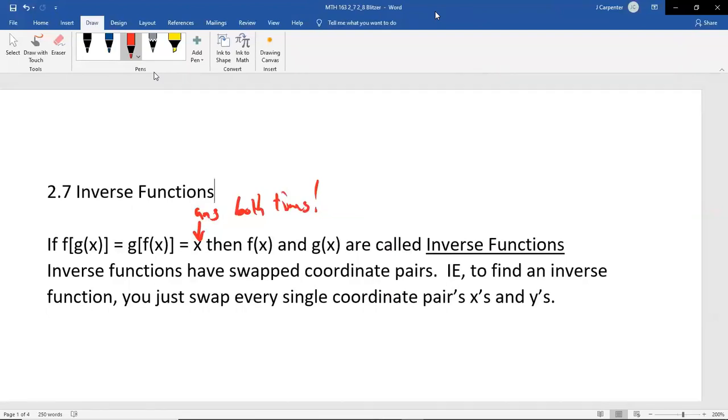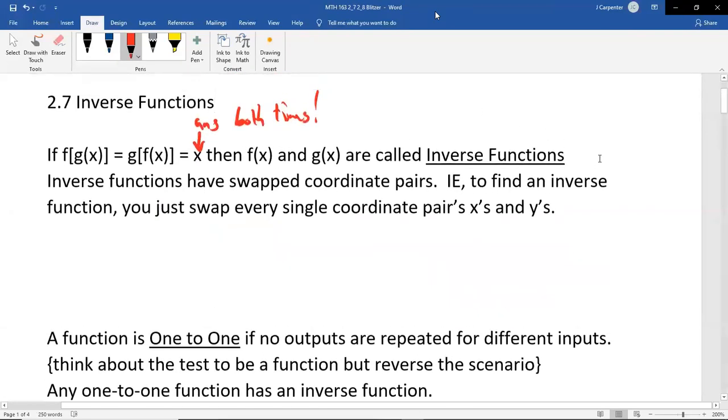So if you're staring at two functions and you go, I suspect they're inverses, well, let me do the composition, and if both of those turn out to be x, then I know they're inverses. Or maybe your teacher just says, hey, here's f and g, find out if they're inverses. So that's what we're going to be doing in our first example. We're going to show that two functions are inverses of each other.